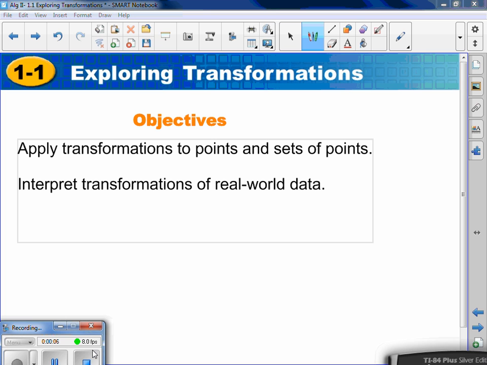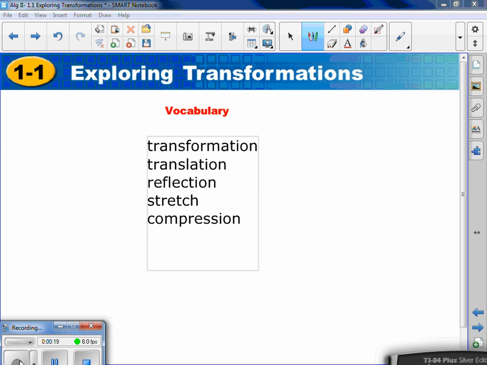6.1, Exploring Transformations. One of the main objectives today, we're going to talk about how to apply transformations to points and sets of points and interpret transformations of real-world data. Some of the vocabulary we're going to cover: transformation, translation, reflection, stretch, and compression.